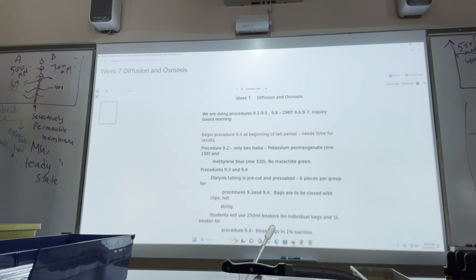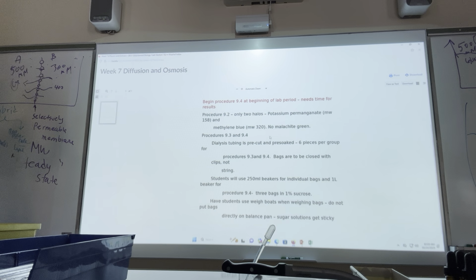This is your guide. You must begin procedure 9.4 at the beginning. We start with 9.4 first. Everybody start with 9.4 because it takes a lot of time to complete. Okay? Begin with 9.4, then return to 9.1, 9.2, 9.3, 9.5, then go to 9.8, and we're done. No 9.6, no 9.7. Make sure that you refer to this modification.